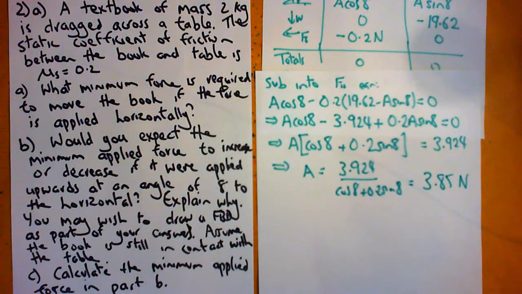So, as we predicted, the force required to move it reduced from 3.92 newtons down to 3.85 newtons. So it did go down by exerting a slight upwards force rather than just a horizontal force. So we're able to get the book moving a little bit easier there.